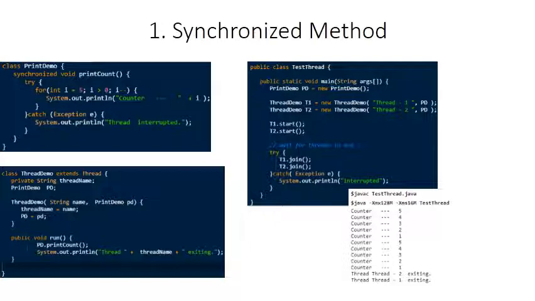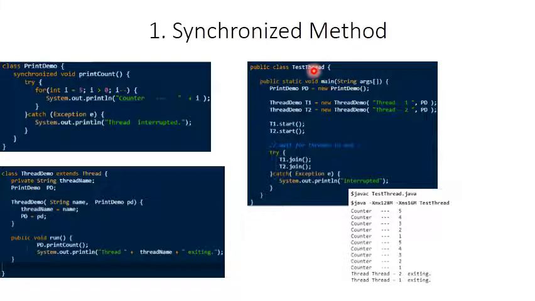So this example is that of a synchronized method. Here I have created 3 classes: class PrintDemo, class ThreadDemo and TestThread. Which class is the thread actually? ThreadDemo is the thread because this is the class which extends the class Thread. So ThreadDemo is the thread actually.